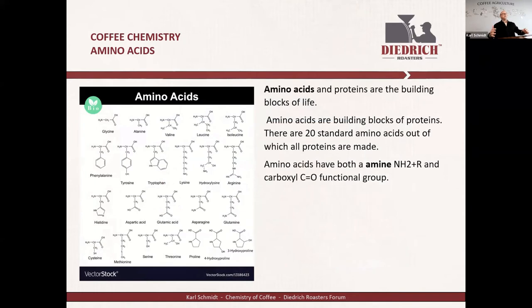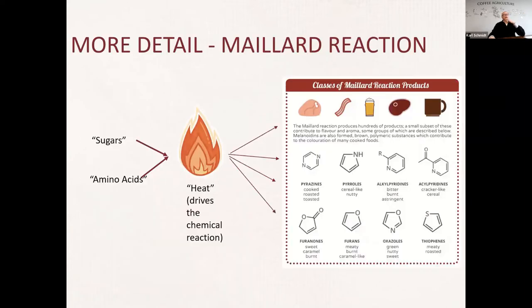Amino acids are the building blocks of life. We have about 20 amino acids, which you see here on the left. Those 20 amino acids are available, and they are proteins, and they're ready to interface, ready to work with the reducing sugars with the aldehyde group. Both now were taken into the Maillard reaction.